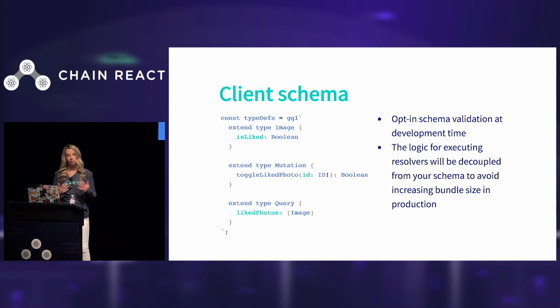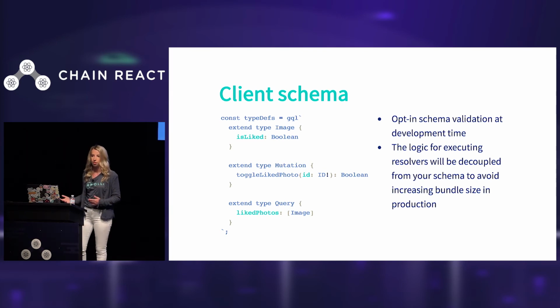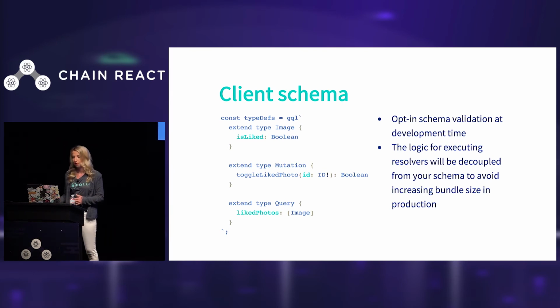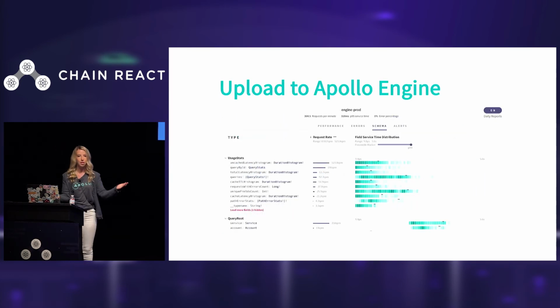And performing this schema validation on the server requires a lot of code. The modules for GraphQL.js are pretty heavy. So when we're doing the schema validation on the client, we actually plan on decoupling any validation from the execution of your resolvers, and we're going to strip all that logic out in production so you don't inflate your bundle size unnecessarily.